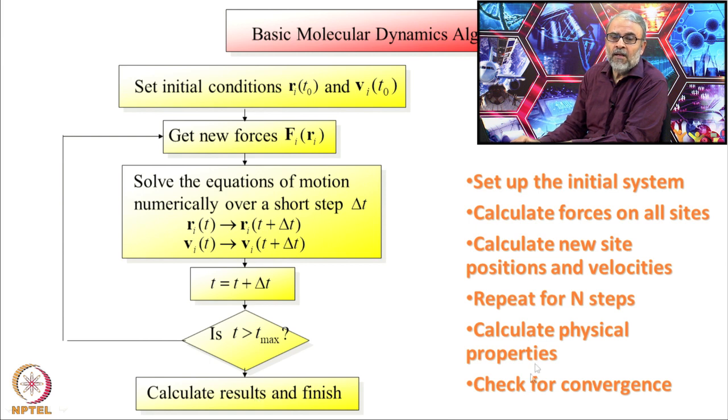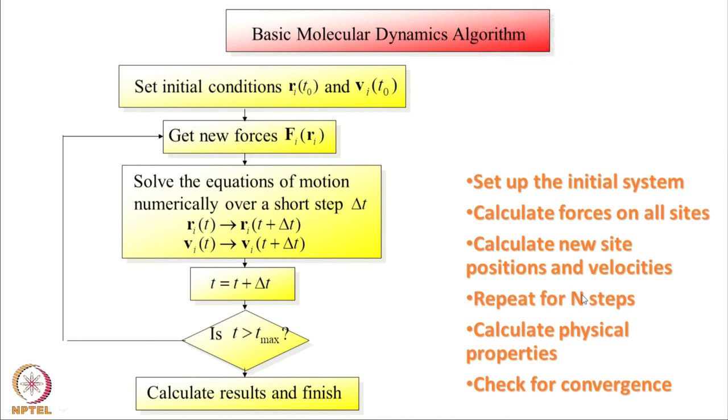That is the same thing written on the right side. Set up the initial system, calculate the forces on all sites, calculate new site positions and velocities, and repeat for n steps. This n will be determined by the maximum time T max. Calculate the physical properties, and the other thing is you have to check for convergence.